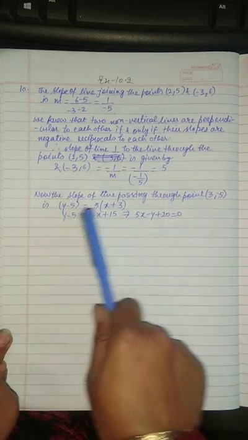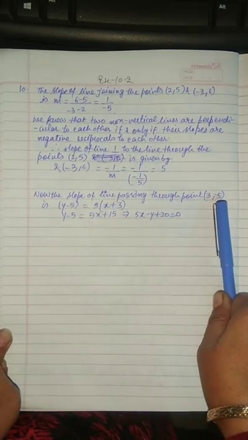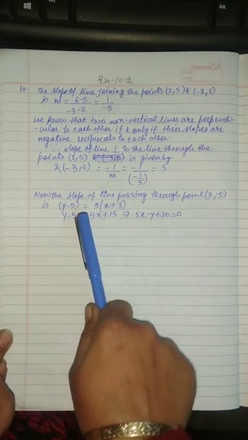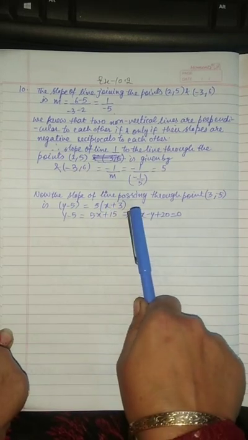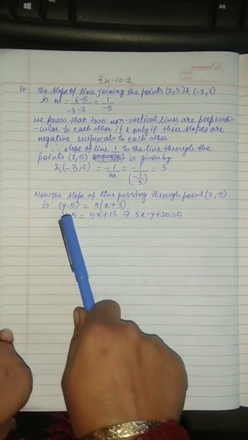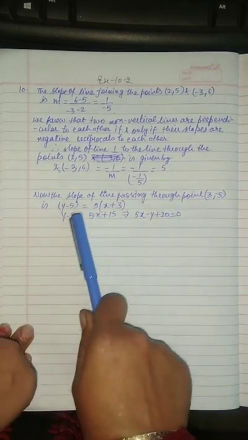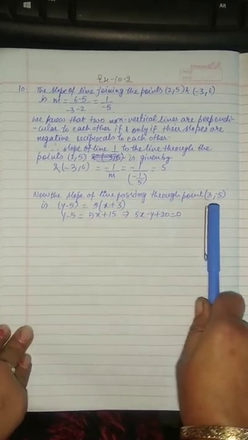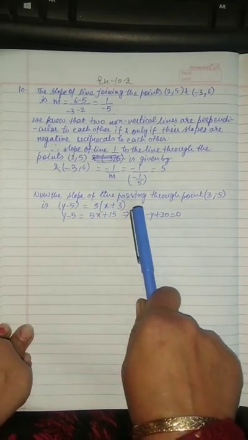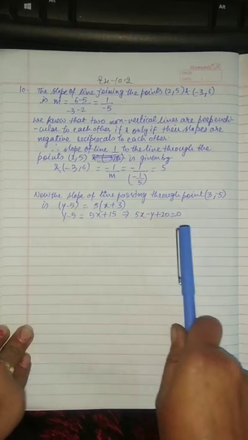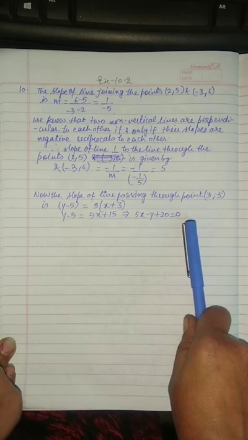Now the equation of the line passing through the point (-3, 5) with slope 5 is y minus 5 is equal to 5 times (x plus 3). Here we are using the formula of a line passing through one point and having slope m, which is y minus y0 is equal to m times (x minus x0). So from here we will get the equation 5x minus y plus 20 is equal to 0.